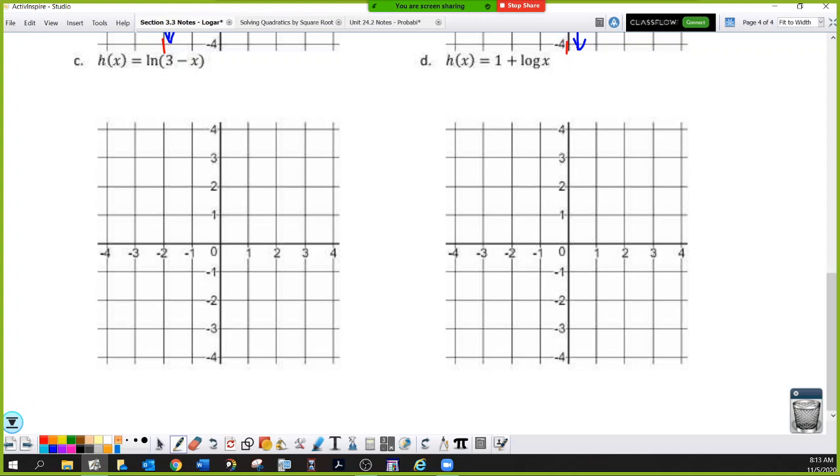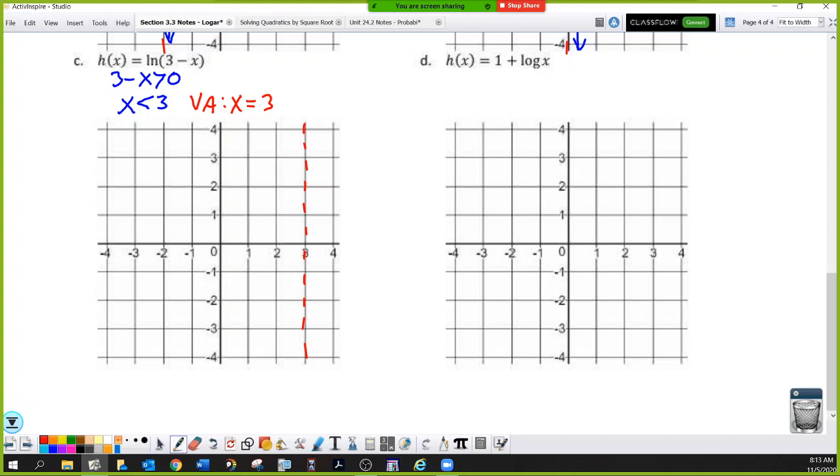Right, remember the argument must be a positive number. So 3 minus x must be greater than 0. If you add x to both sides, you get that x must be less than 3. What you found then is that your vertical asymptote is at x equals 3. But you are going to be less than that, so we are going to go to the left. That's going to be the result.